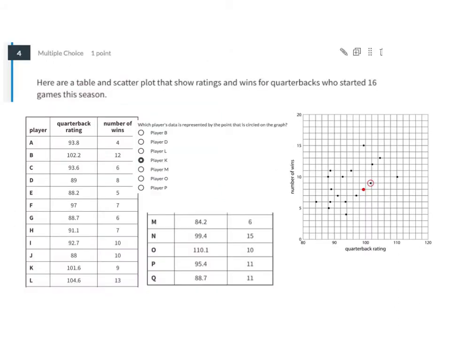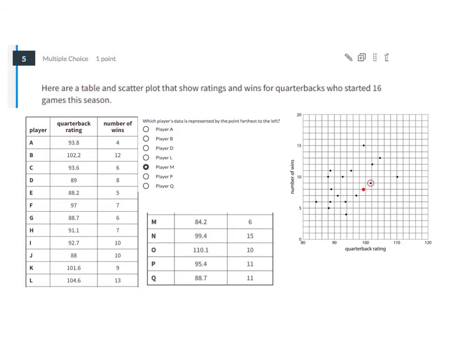Number 4, we have a table and a scatter plot. It deals with quarterback ratings and the number of wins. And we are asked which player's data is represented by the point that is circled on the graph. So that's this one here. If we look at it, that is probably around 101, 102, okay? And then comma somewhere around 9-ish. So we go 102, okay, 12, that didn't really work. 101, 9, okay. 106, 13, that didn't work really either. So it's actually going to be player K.